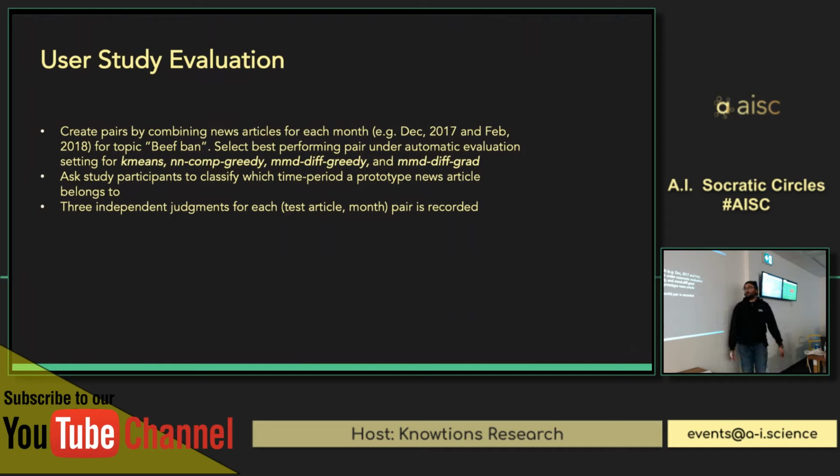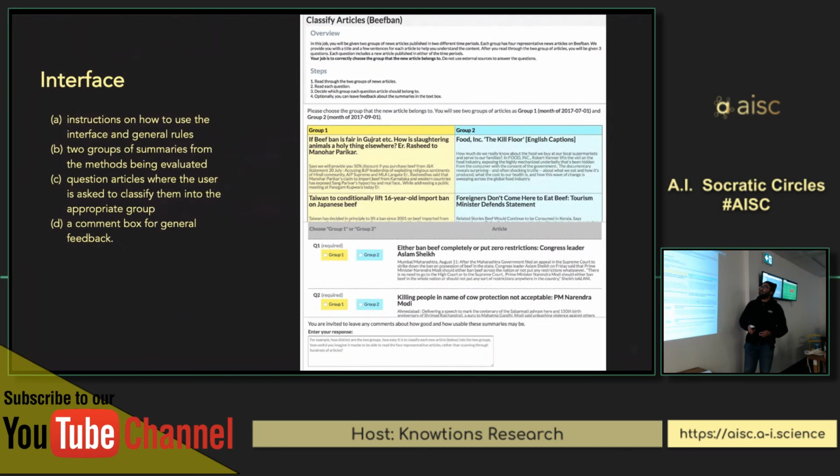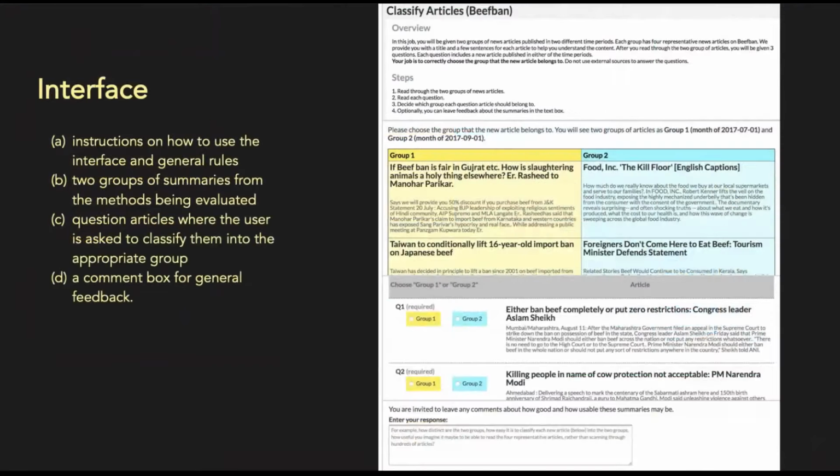They selected these 4 because in general these work better. What the study participants were given was an interface like this, where they were given an overview of what the topic was, and they were told that the 2 groups were news articles from 2 different time domains, and they were asked to decide which time domain a given prototype was from, and the prototype was selected from one of the methods.